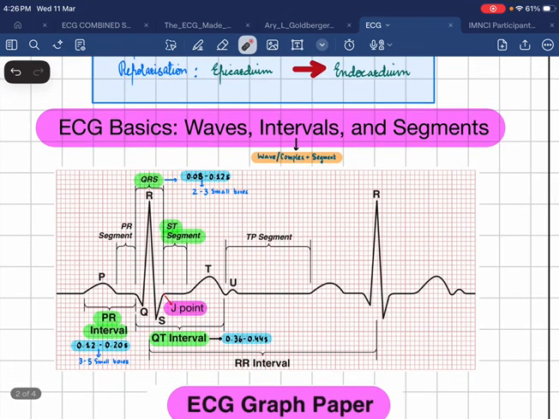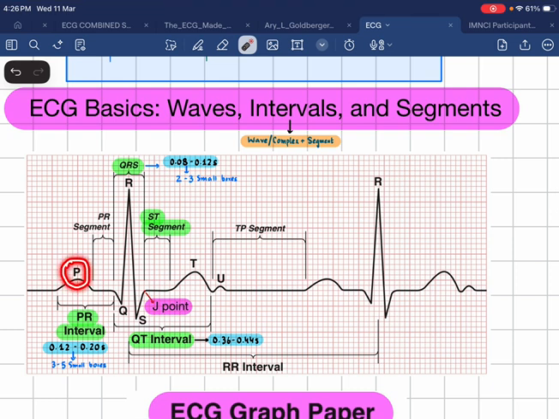Discussing the basics of the ECG: the waves, intervals and segments. Here you can see the P wave, the QRS complex, the T wave and the U wave. The waves and the complexes, if we add the segments, that is the PR segment, the ST segment and the TP segment to them, we call them intervals. Like you have the PR interval, which includes the P wave and the PR segment, and the QT interval, which includes the QRS complex, the ST segment and the T wave.